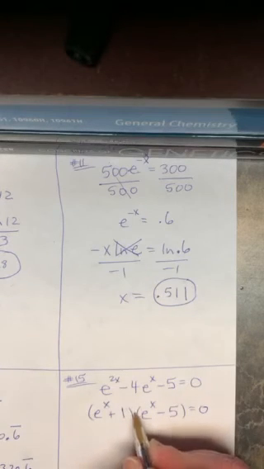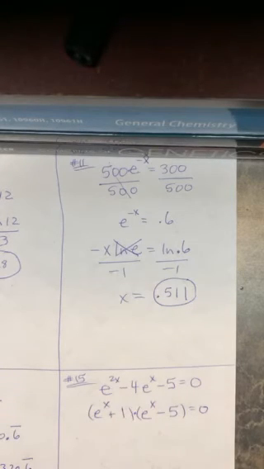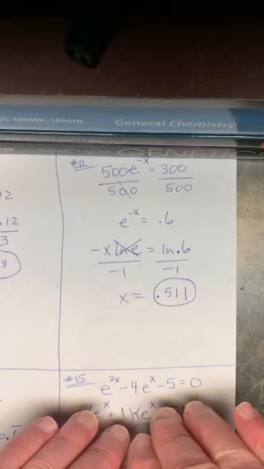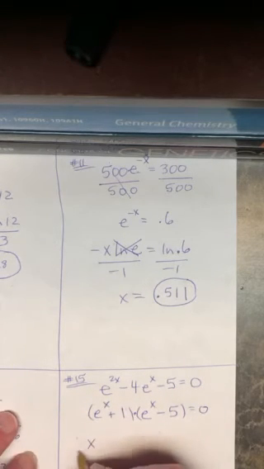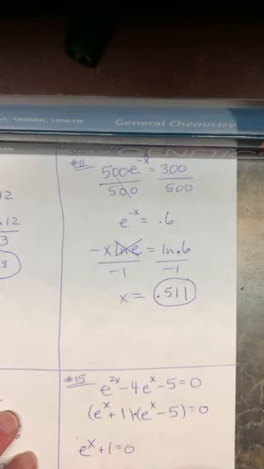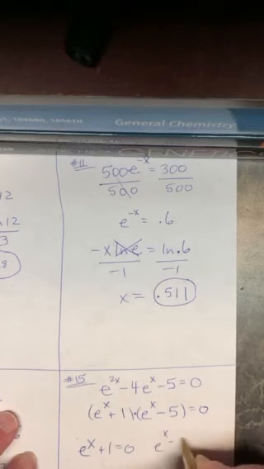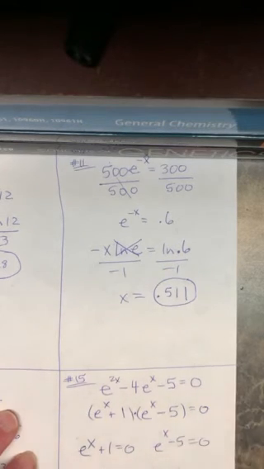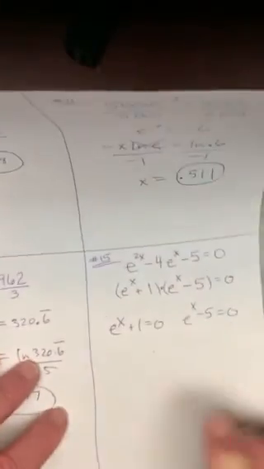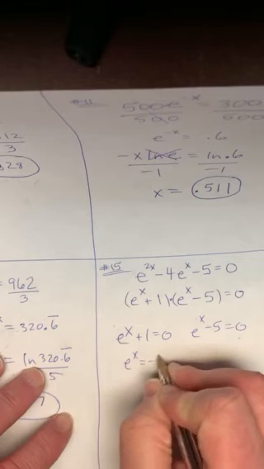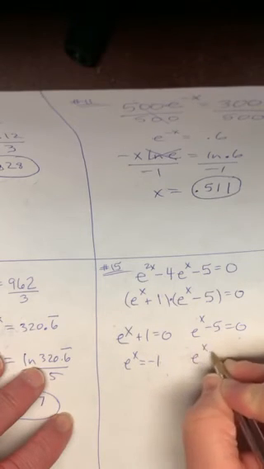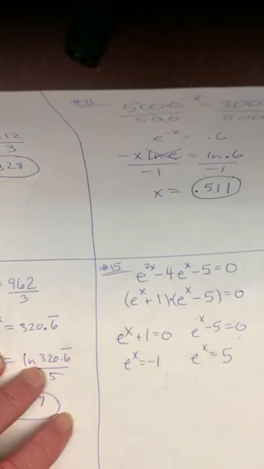Now, because they're connected by multiplication, I can do the old, let's split those factors apart and set them both equal to 0. So I've got e to the x plus 1 equals 0, e to the x minus 5 equals 0. To finish this, I'm going to minus over the 1, get e to the x equals -1. Here I get e to the x equals 5.